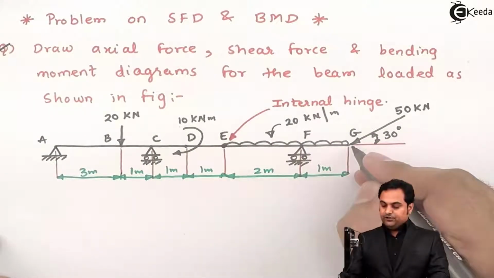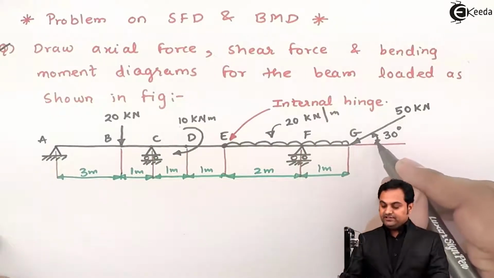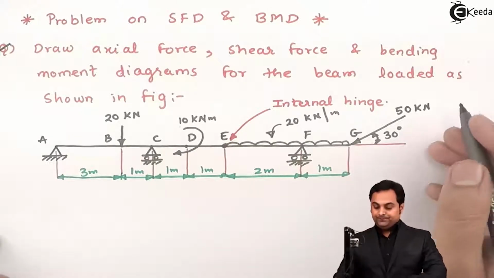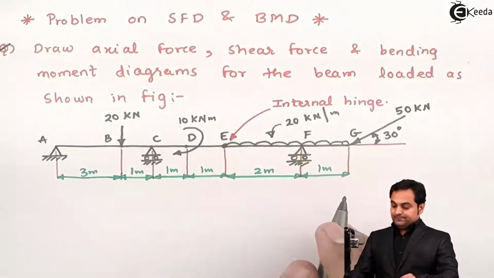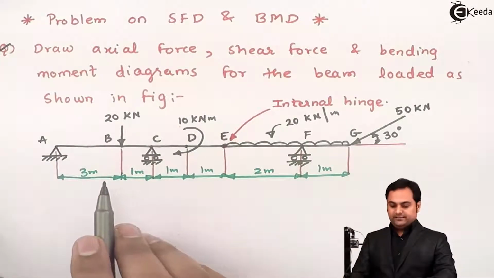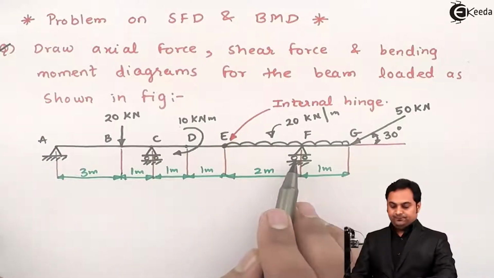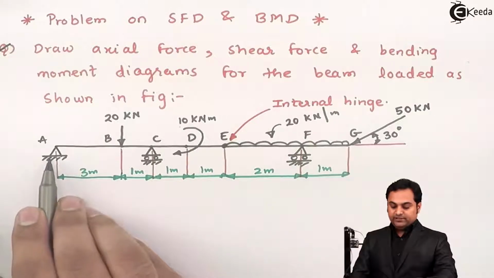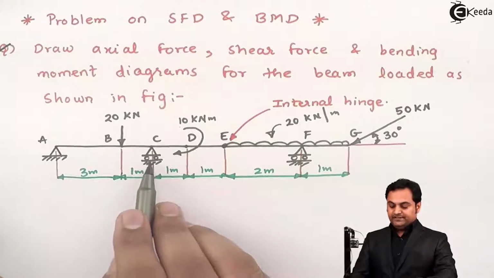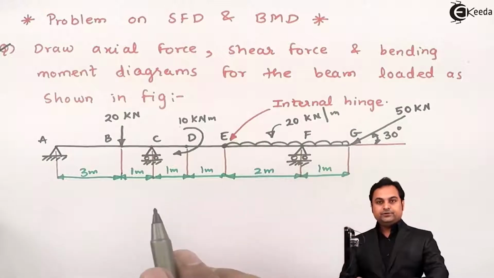Next, at point G, there is a load acting which is inclined. Its inclination is 30 degree with horizontal and the value of load is 50 kilonewton. Next, if I look at the supports, this beam is supported at point A, point C and point F. At point A, this support is hinged. This is the symbol of hinge support. At point C, it is roller support. And even at point F, it is roller support.